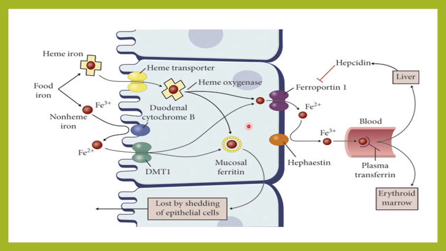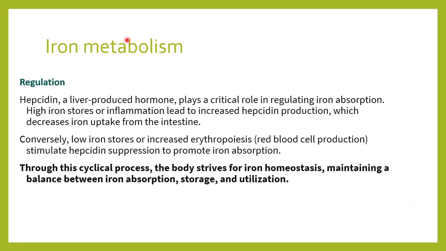This was what we studied. Here the iron has come out through the ferroportin gate. The ferrous form is converted to ferric form again with the help of hepcidin. Plasma transferrin binds it, and that is taken into the blood, and it is transported to your liver, your bone marrow, spleen, etc. So the regulation of this iron metabolism happens through hepcidin. Hepcidin is nothing but a liver produced hormone, and it plays a critical role in iron absorption.